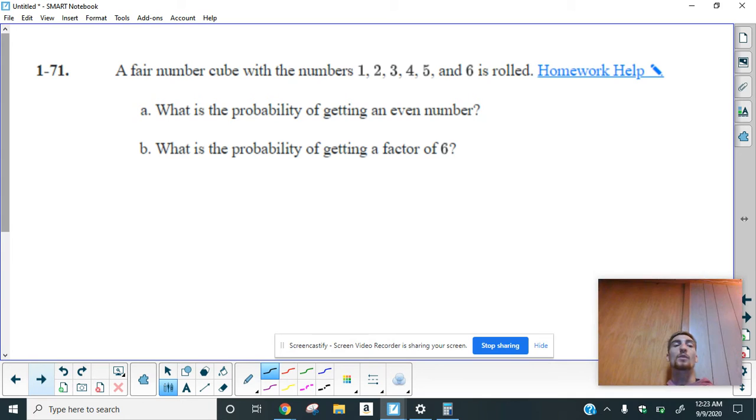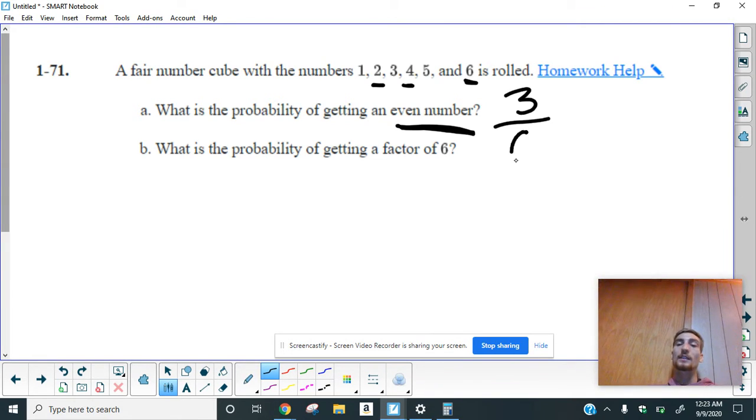All right, now we're looking at 1-71. A fair number cube, really it's just saying a dice. All right, we're rolling dice here. A dice with the numbers 1, 2, 3, 4, 5, 6, so a standard dice is rolled. And now we're going to figure out what the probability of rolling an even number is. So even numbers would be 2, 4, and 6. That is 3 out of the 6 options.